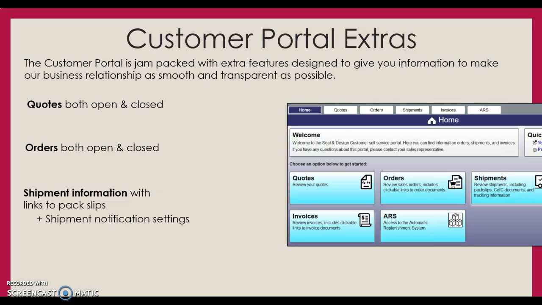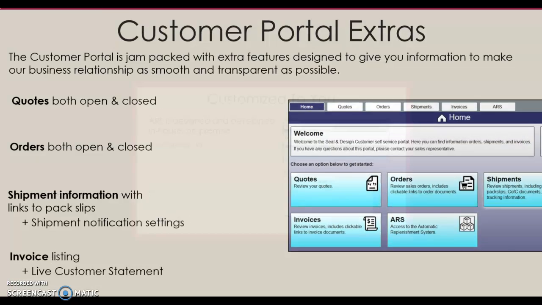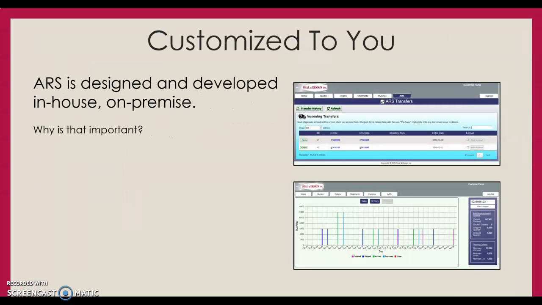Then we have shipment information with links to packing slips and shipment notification settings. And I think of that button as kind of a UPS Store. When you get your tracking slip number, you can go into our system and look at where it is. Then invoice listing and a live customer statement. As I mentioned about invoices, you can go in and click through your invoice documents to make sure we don't have any discrepancies. And then it's actually customized to you.